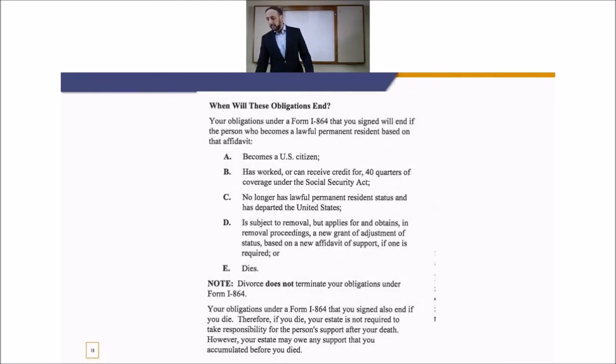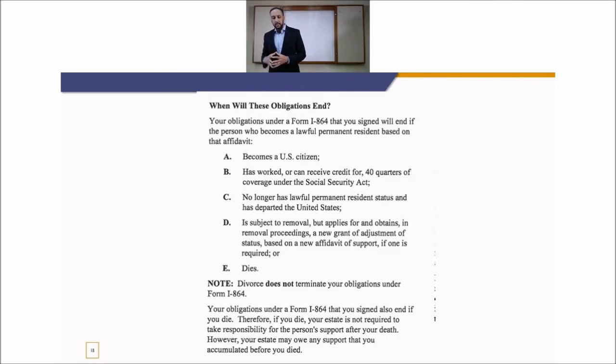And when will these obligations end? This is always a fun conversation when you're having with a joint sponsor, but basically if you are a sponsor, your obligation ends when you become a US citizen. You have worked for at least 40 quarters, essentially 10 years. That person has either departed the United States or is subject to removal or dies. And I like how they put it at the end that if you die, then great, you're off the hook. Mostly, the scenario is once a person becomes a US citizen, then that obligation ends.